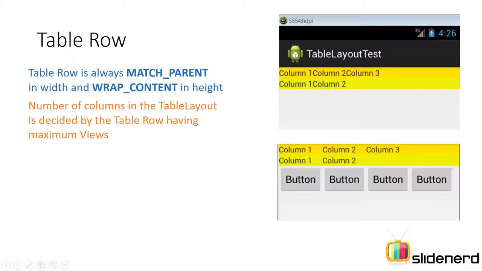I put 4 buttons over here, and take a look how things adjust over here. There was no space between column 1 and column 2 over here, right? And here if you look, column 1 and column 2 have some space in between. I have not written any code to put that space. Android automatically does this with the table layout.